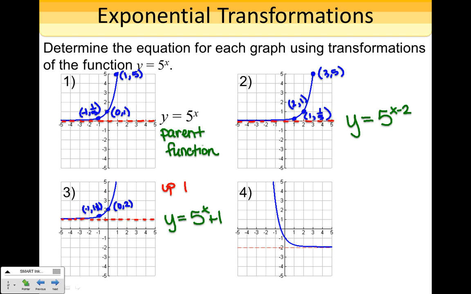All right, last one that we're going to look at together. Notice our horizontal asymptote moved down 2. And then we have our point, there's -1, 1/5 point moved over here. Okay, it's changed sides. So now we have +1.